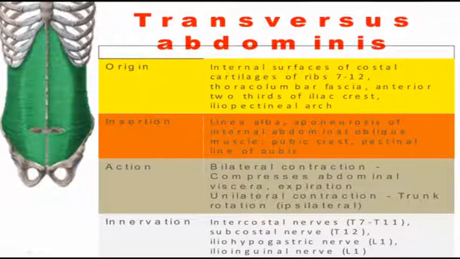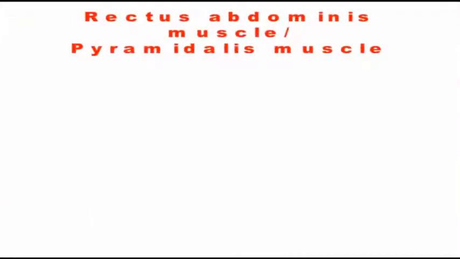Its action, when it contracts bilaterally, is to compress the abdomen and the viscera, and it also helps in expiration. With unilateral contraction, it gives trunk rotation when it contracts unilaterally or ipsilaterally. It is innervated by the intercostal nerves T7 to T11, the subcostal T12 nerve, and the iliohypogastric and ilioinguinal nerves, which are also called L1 and L2 nerves, which originate from the lumbar plexus.